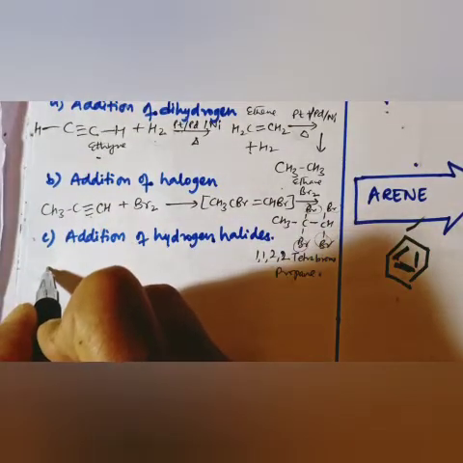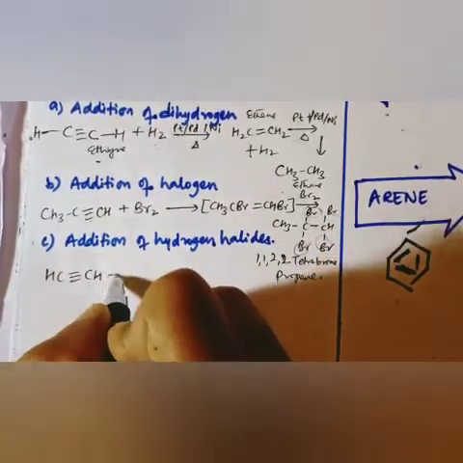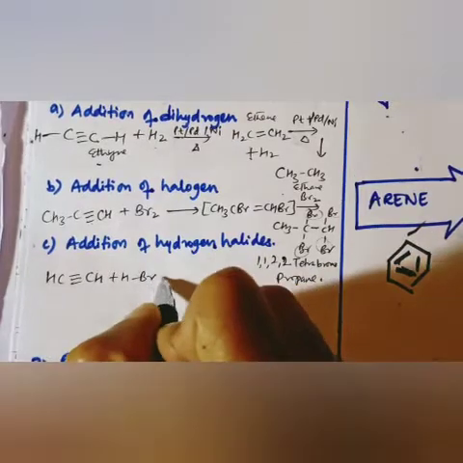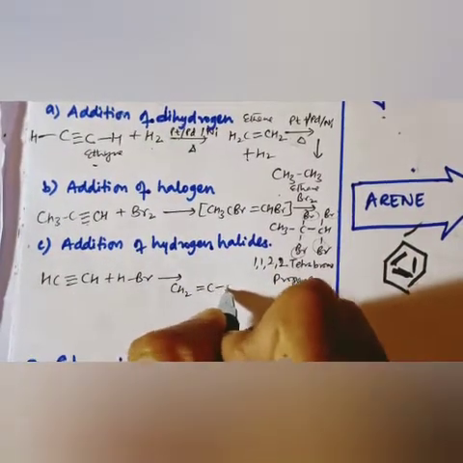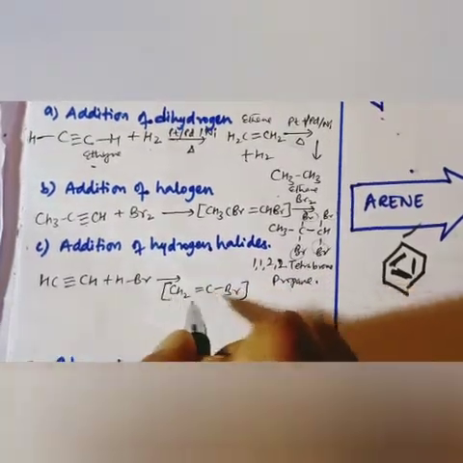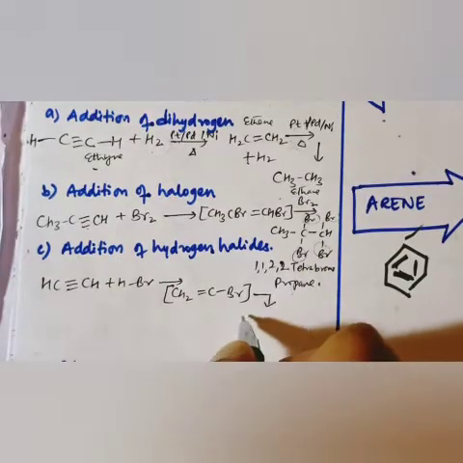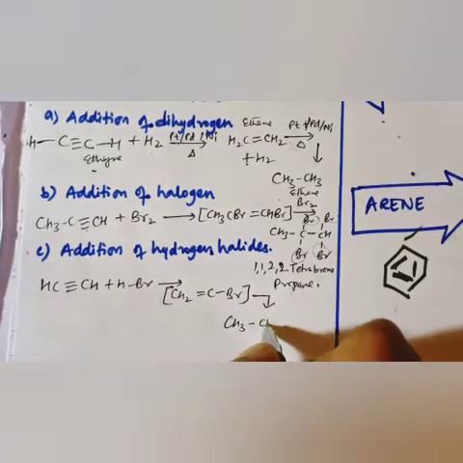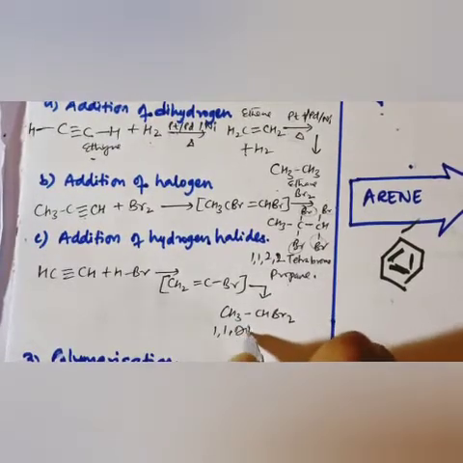Third is addition of hydrogen halide. Here, when triple bonded carbon reacts with HBr, it will change into CH2 double bond CHBr, that is bromoethene. Then it will further convert into CH3 CHBr2, that is 1,1 dibromoethane.